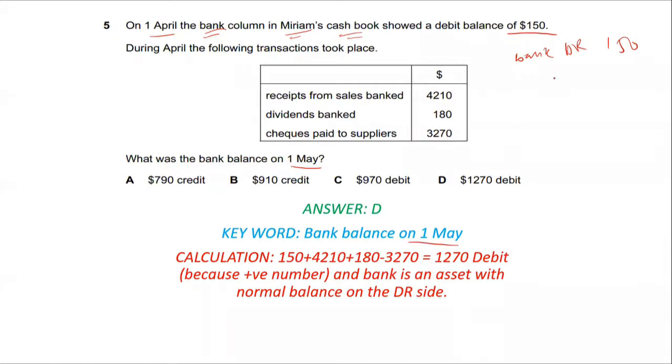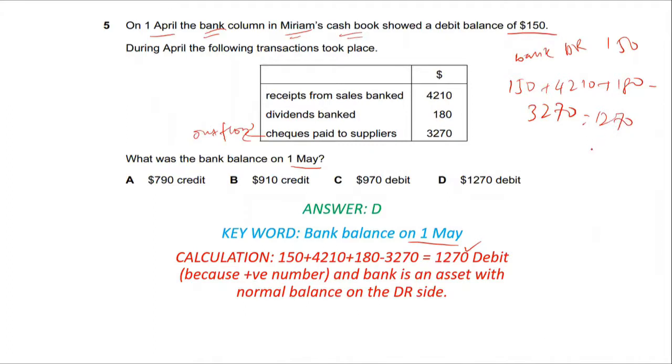So you had a debit balance of 150. You received or deposited sales of 4,210. So that is an addition, because you received that money. Dividends banked, you received some dividend. That is again an additional cash, plus 180. And check paid to supplier. Now this is an outflow, so this would be negative 3270. So you would do the math here, and you should arrive at 1270.